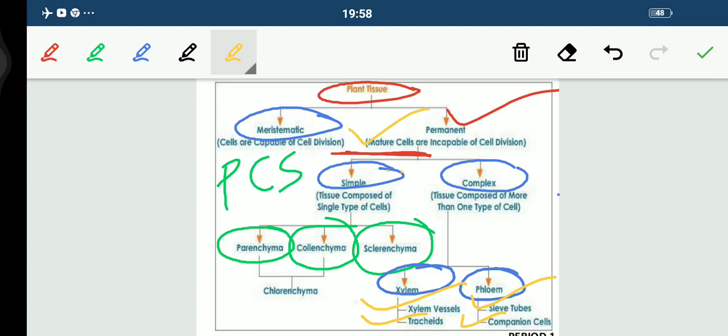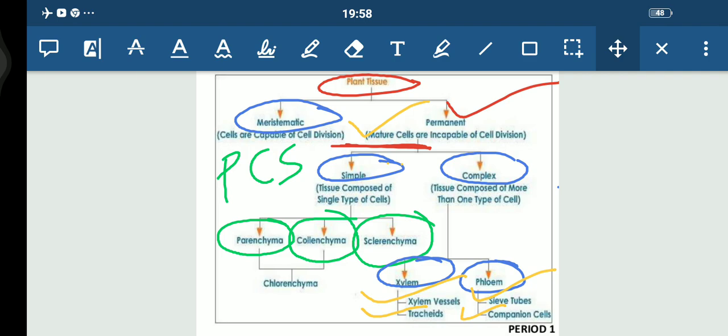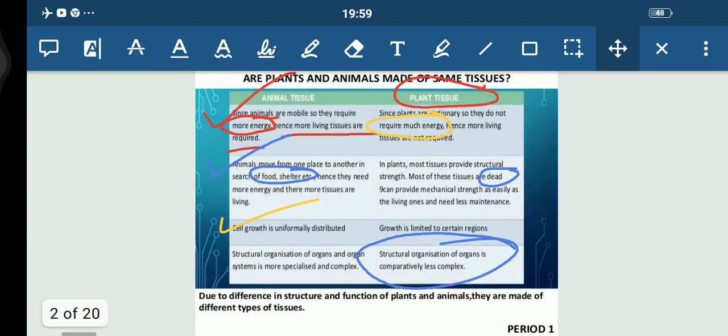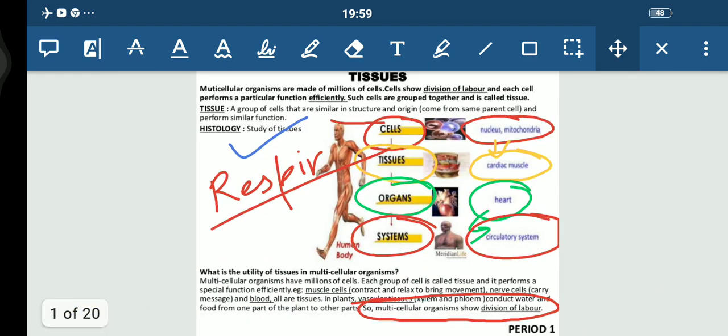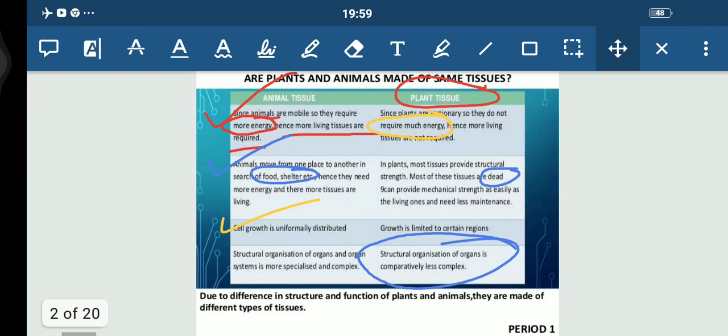So this is all about today's topic, students. I hope this is clear to each one of you. A very simple thing we have discussed, right? First of all, we know what exactly tissue is, where a combination of cells forms the tissue, then they become organs, and finally they become the system. And they show the division of labor. Now we have discussed the difference between animal tissue and plant tissue.